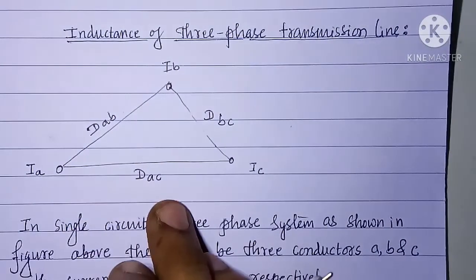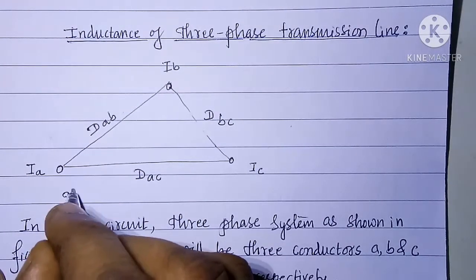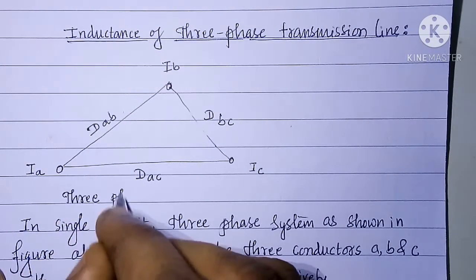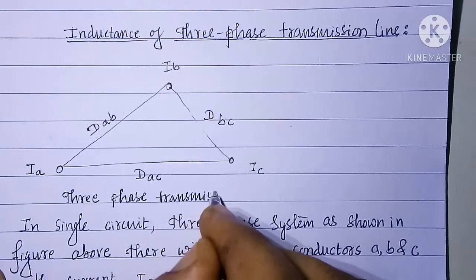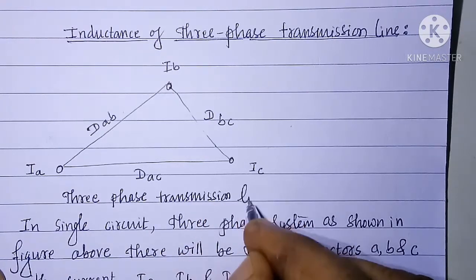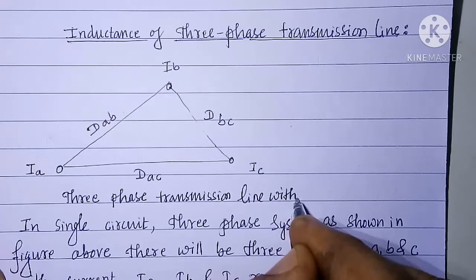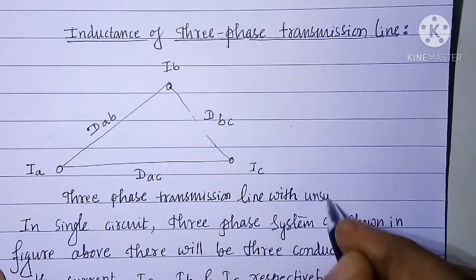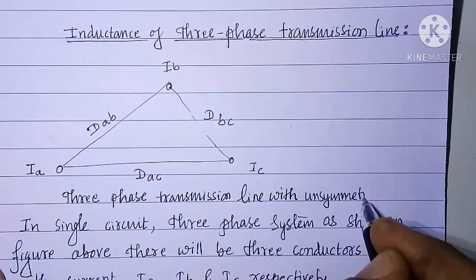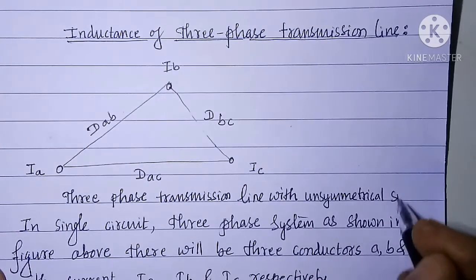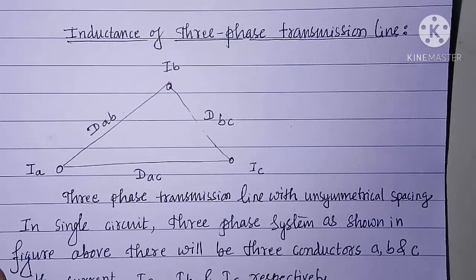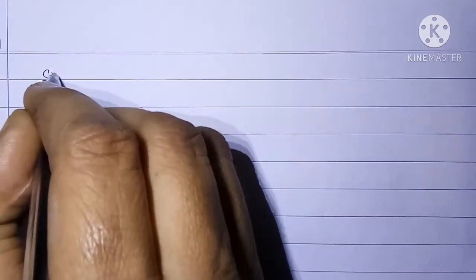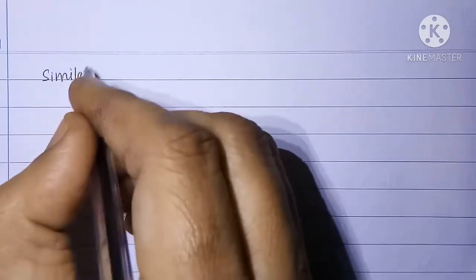We will write the figure caption here. Three-phase transmission line with unsymmetrical spacing. Similarly, we can write for lambda B and C.